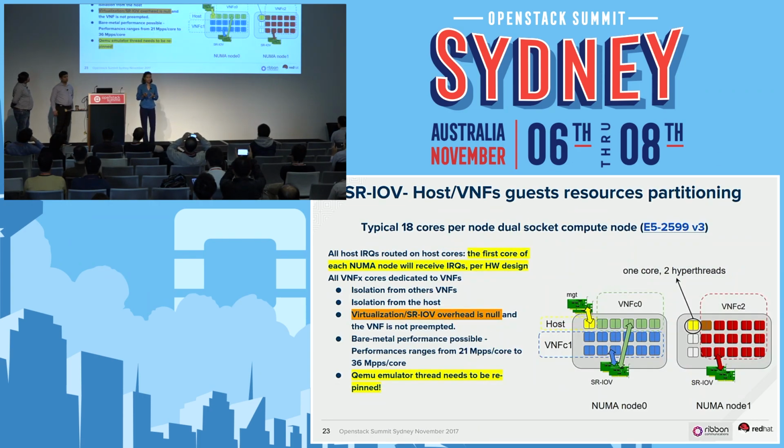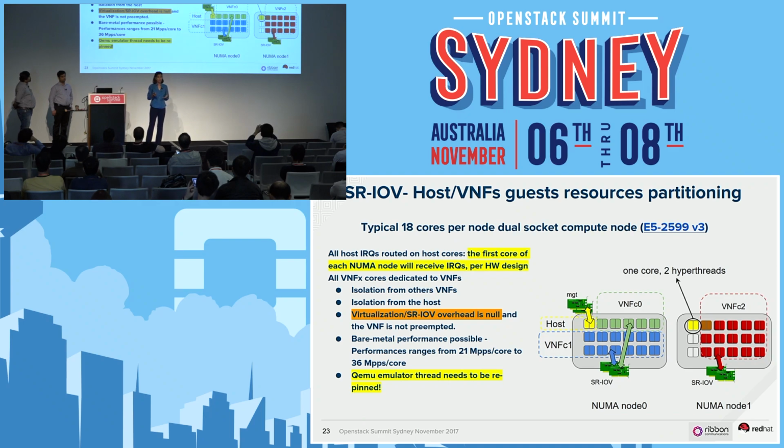What this states is, this is the NUMA layout. You have to allocate at least one core, which is 2 hyperthreads. We recommend running hyperthreading because it gives you a 30% performance boost. And reserve one core for management and for IRQs for the host. The rest of the cores can be allocated for your VNF. So the overhead for SRIOV is really low.